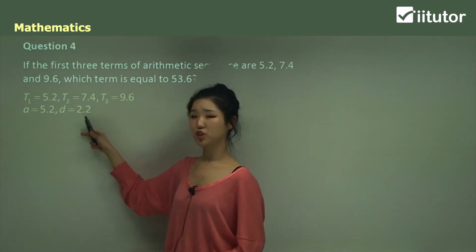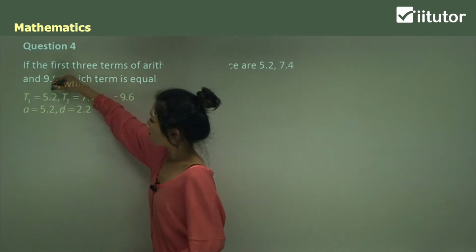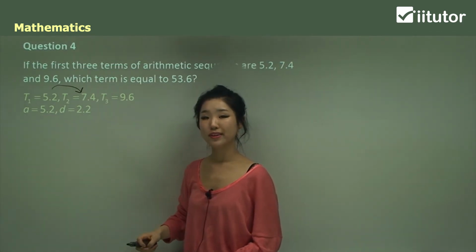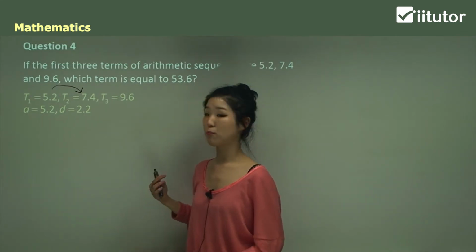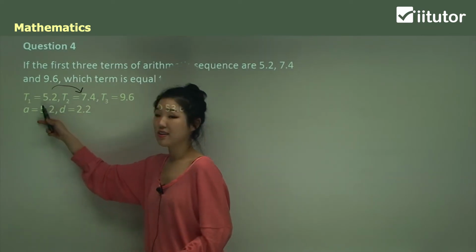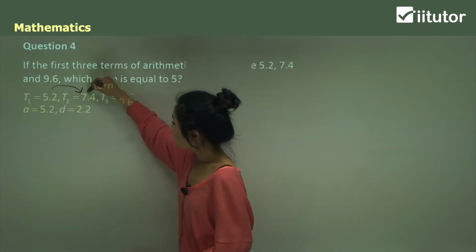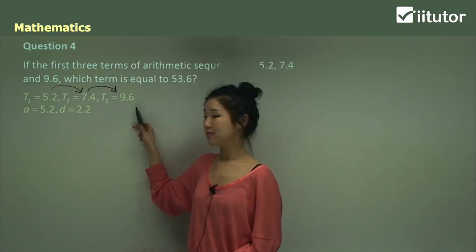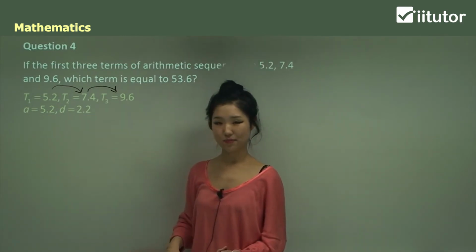And the common difference is 2.2. How do we find that? Well, look guys, 5.2 plus what is 7.4? 2.2, isn't it? 5.2 plus 2.2 is 7.4. Or basically you can think of it like this: 7.4 minus 5.2 is 2.2, right? And also 7.4 plus 2.2 is 9.6. So 2.2 is the common difference that I just found. Simply, D is 2.2. Okay?